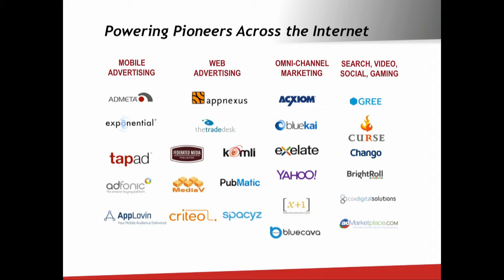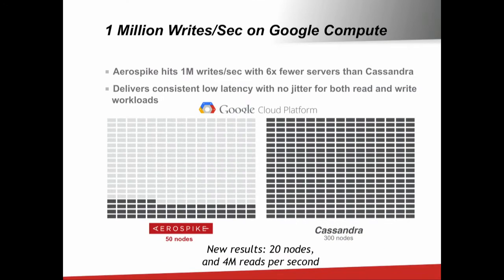Aerospike, since its founding, has been used primarily within advertising use cases. These are a selection of internet-scale customers. You may notice AppNexus, the New York firm that does a lot of advertising and advertising platform work on the internet. These guys are all using a very similar style of technology to what I'm going to show you is happening within financial services and fraud.